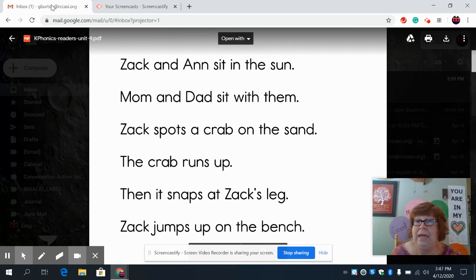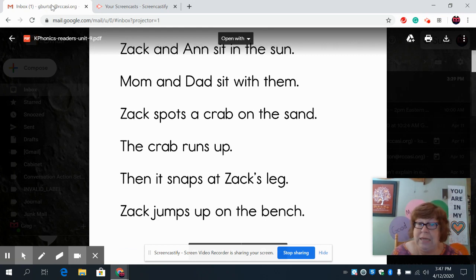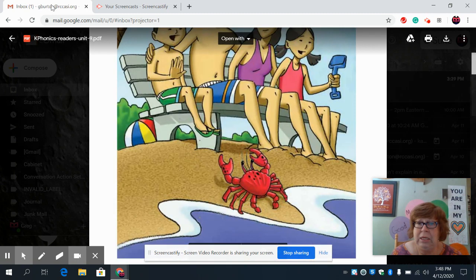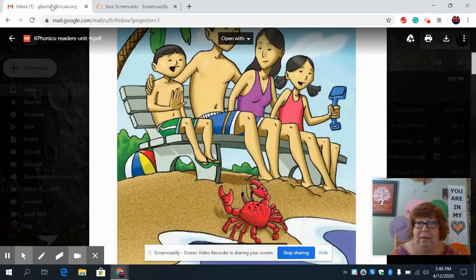Zach and Anne sit in the sun. Mom and Dad sit with them. Zach spots a crab on the sand. The crab runs up. Then it snaps at Zach's leg. Zach jumps on the bench. Ah! Probably would be jumping on the bench too if I had a crab after my legs.